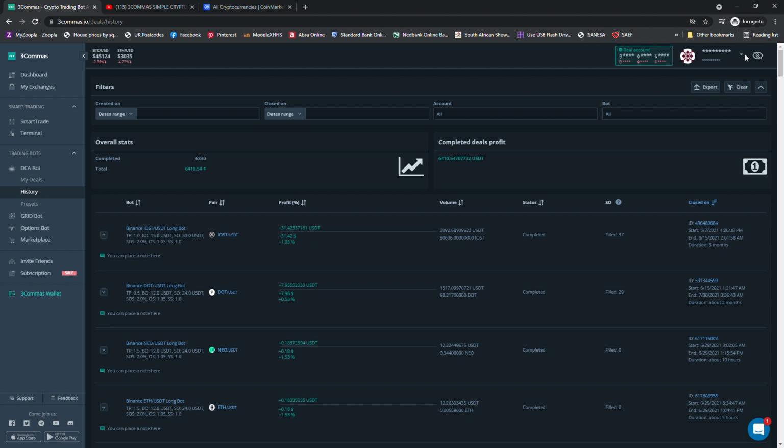I mean, if it had lost, even if the win rate had been 8 out of 10, I would have been happy with that. But this was 100%. I mean, 6,830 trades without a loss. It's blown me away.